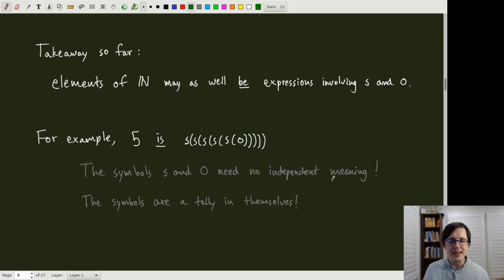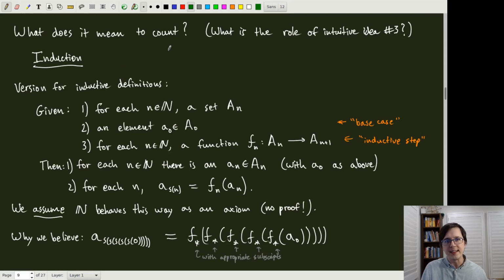There's no independent meaning, and one reason that this should make some amount of sense is that the symbol itself is the embodiment of the number. There are 5 S's there, so it is 5. And so that is a reasonable way to go. I found this to be somewhat of a mind-bending idea at the beginning, but it's also sort of elegant in itself. So we've looked at the first 2 intuitive ideas.